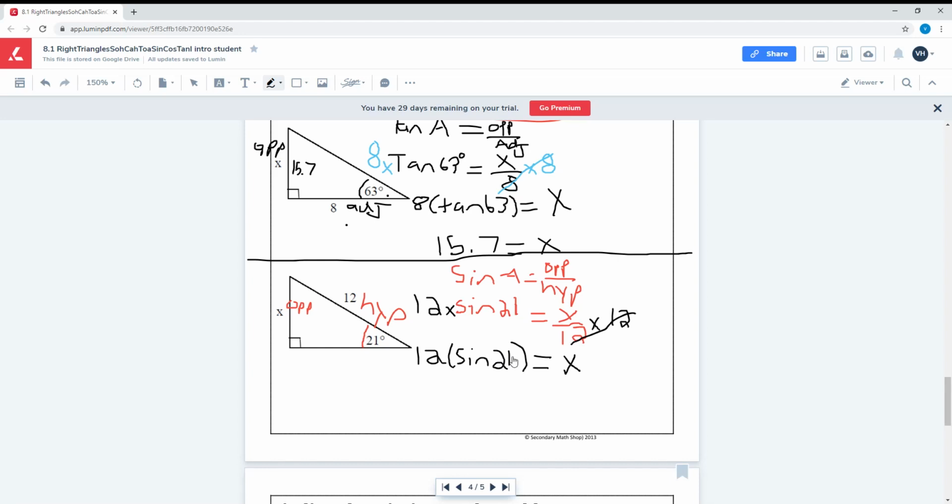So again, you punch on your calculator. Please punch in 21, hit sine, times by 12. And what you should get is 4.3 equals x. Okay?